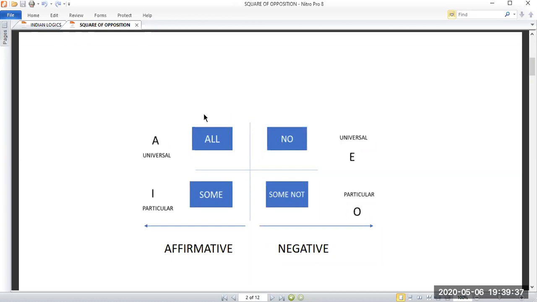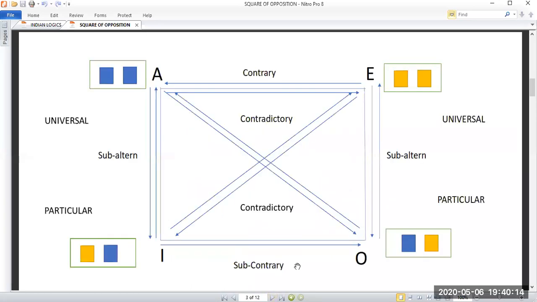And if you take this figure, the left hand side is affirmative. That means positive. That means A means all, so all are blue. If you take I, some means some are blue. So both cases are positive. But if you take E and O, both cases are negative because no ball is blue or some balls are not blue. So it shows the negative side. So there are two kinds: one is affirmative, another one is negative. Then we'll move to square of opposition.